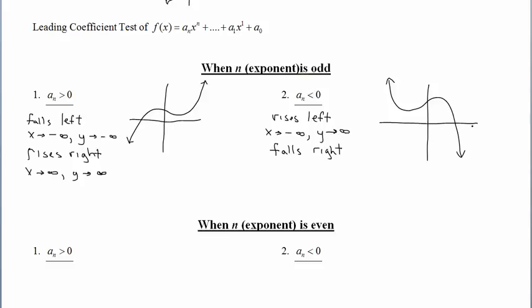The notation is x goes to infinity, y goes to negative infinity. X goes to bigger numbers, positive, y goes to negative numbers.